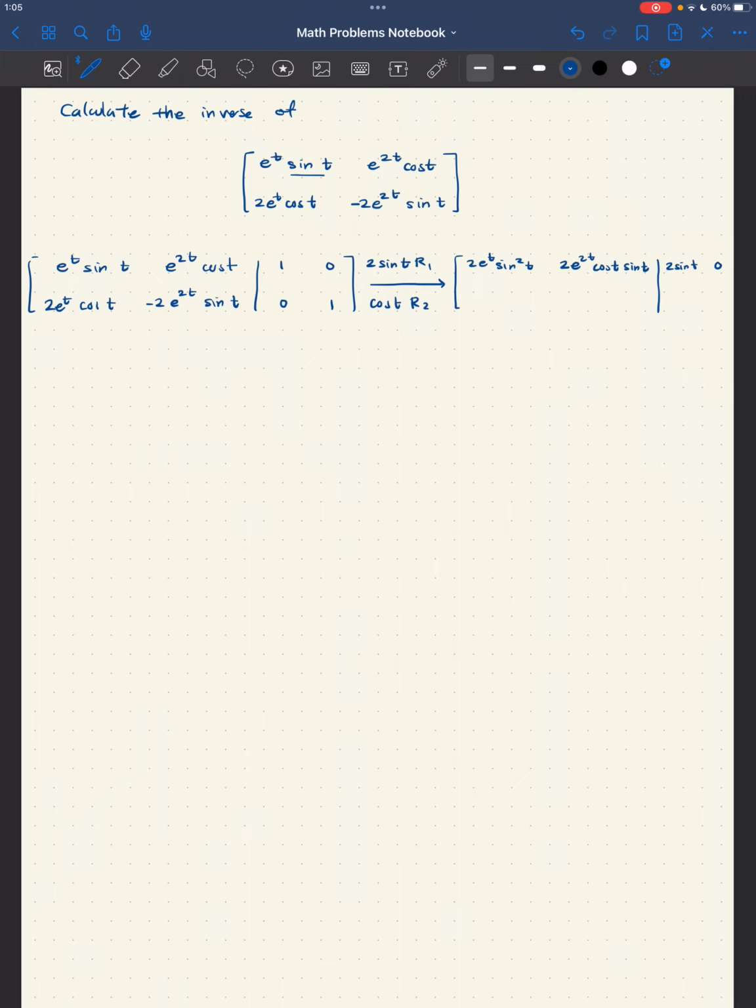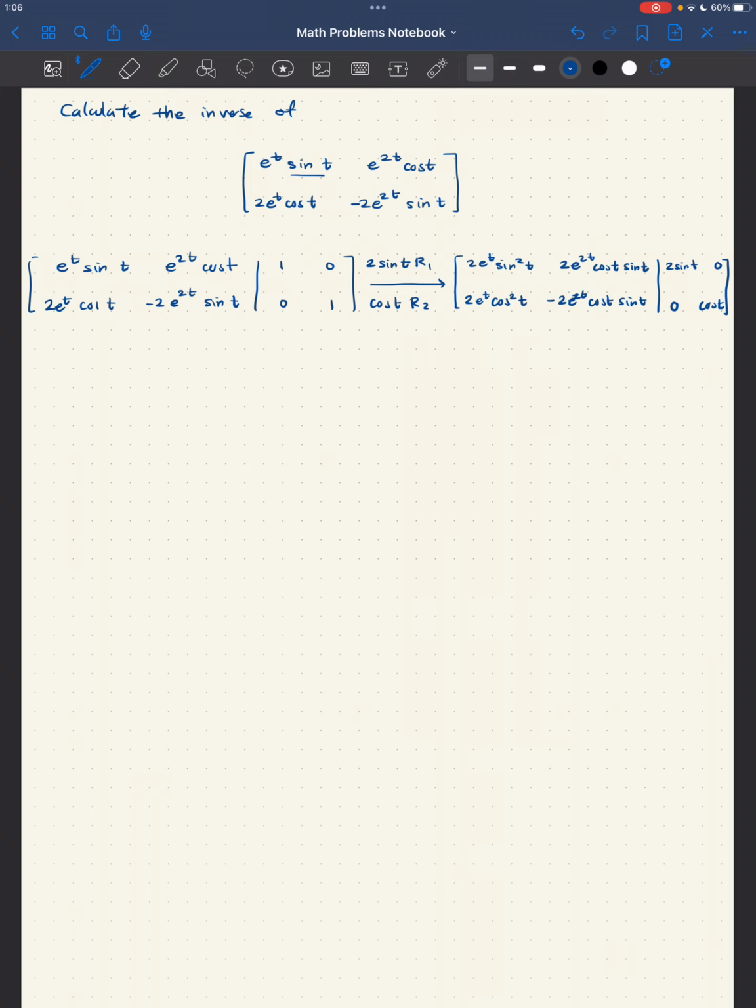Now for the second row, I get 2e^t cosine squared of t, negative 2e^(2t) cosine of t sine of t, 0, cosine of t. Well, okay, two operations just described here.